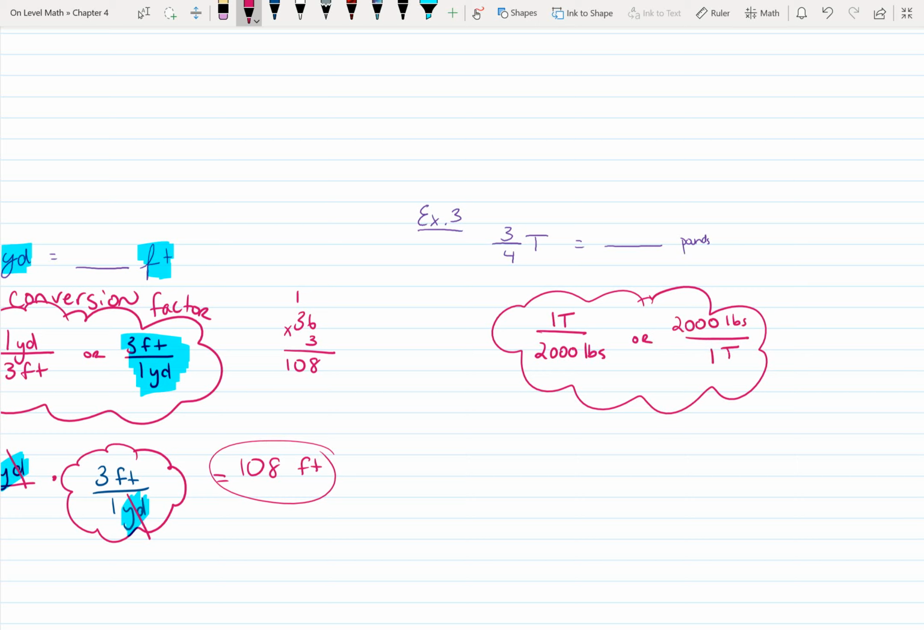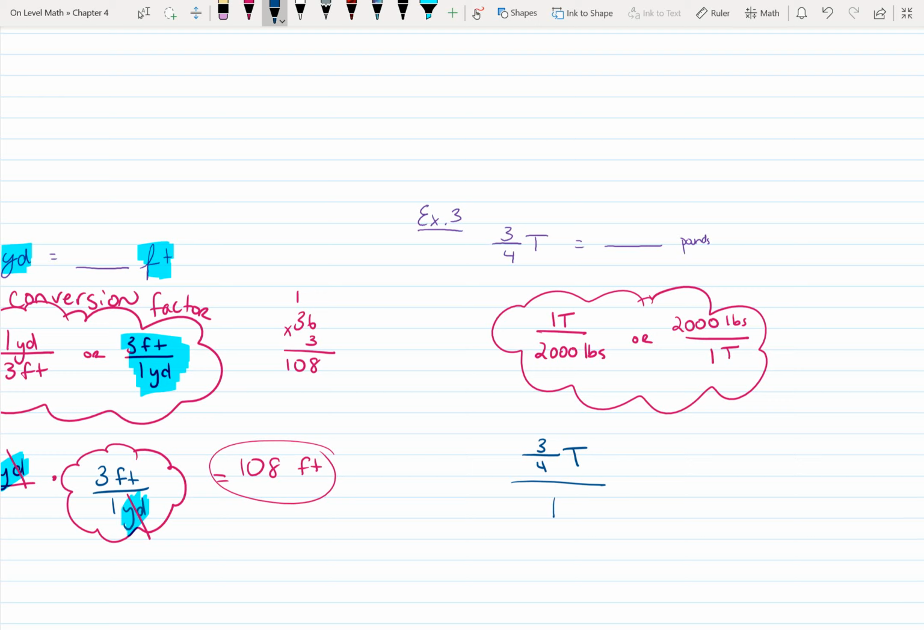Now, to figure out which conversion factor we need to use, let's go ahead and start our multiplication. So 3/4 ton. Now, 3/4 is a gross number, right? It's a fraction. We don't like fractions. However, we still need to put it over 1. That's the process. Just follow the process. Put it over 1, and that's totally fine to do.